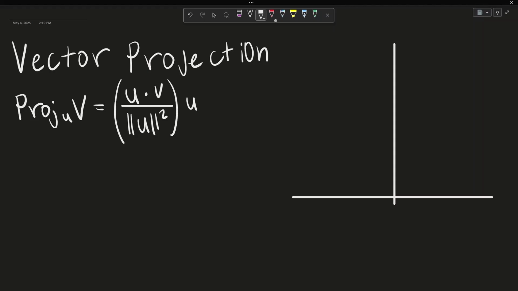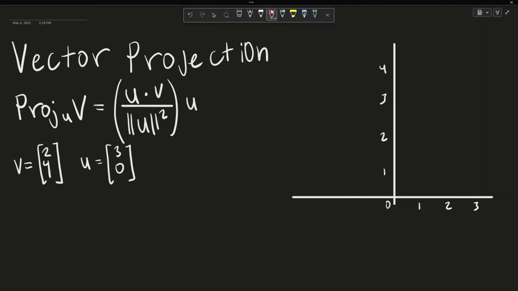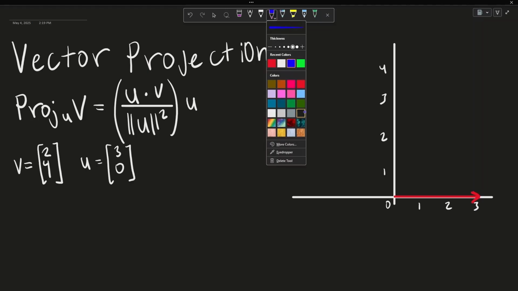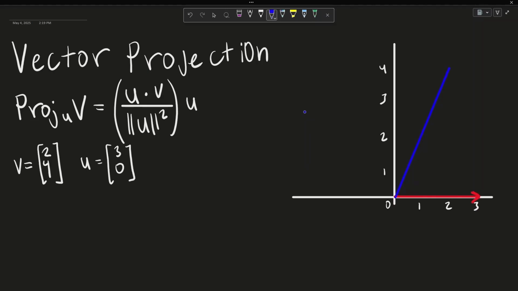Let's say vector v is 2, 4. And let's say that vector u is equal to 3, 0, just to keep things simple. So let's draw out first vector u. It's 3 in the x-axis, 0 in the y-axis, so it's a pretty simple vector to draw. This is vector u. Now if we drew out vector v, let's draw it in blue, we find it's 2 in the x, 4 in the y. So we'd have a vector that looks something like this.